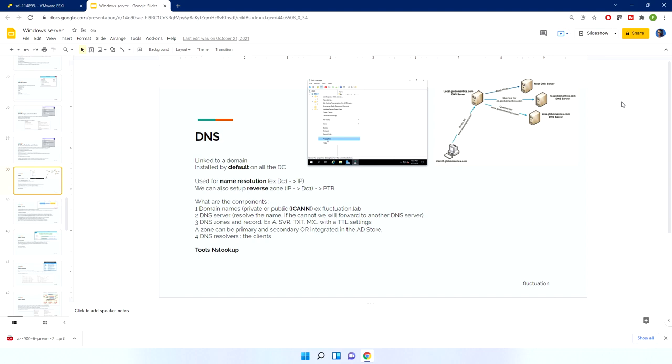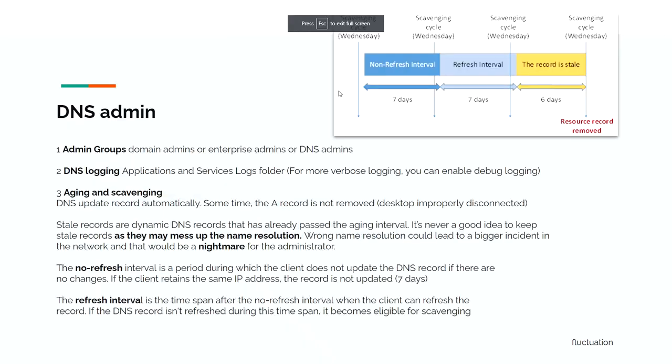Okay, so let's continue our slide here. DNS admin. First of all, you have the admin group. So you have domain admin and enterprise admin or DNS admin. This is the admin group. And you have also DNS logging. DNS logging is in the application and service log folder, and for more verbose logging, you can enable debug logging.